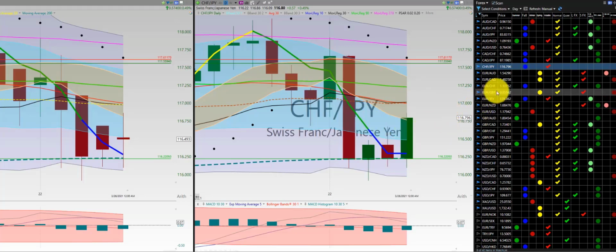No trade for Swiss franc, Japanese yen for the entire week. Just very volatile and consolidating. It's shown here as far as its volatility, ATR, average true range.